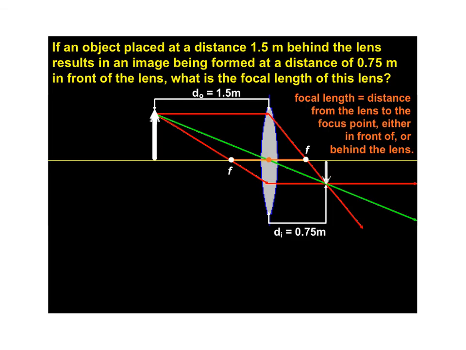So it's pretty straightforward. What we're really talking about here is this focal length right here. This distance is 0.5 meters from the front of the lens. And really, this distance here on the back of the lens is also 0.5 meters, because remember, the focal length is on either side of the lens. We went ahead and solved that again.